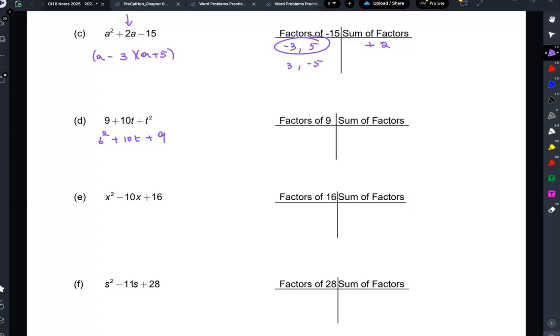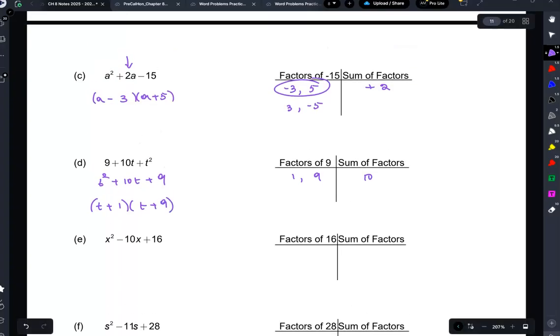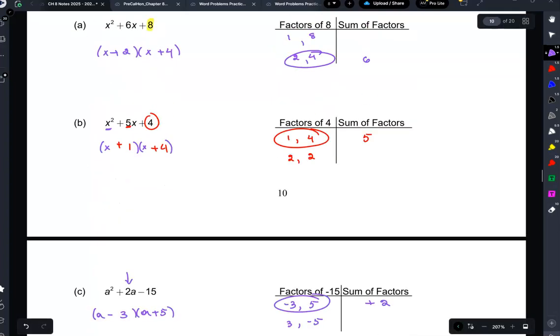So now I need factors of 9. What are factors of 9? 3 and 3 are factors of 9. Are those going to add to 10? No. How about 1 and 9? Yeah, that adds to 10. T plus 1, T plus 9. What have we noticed? Every single one, except for this one, had plus plus. Look at this one.